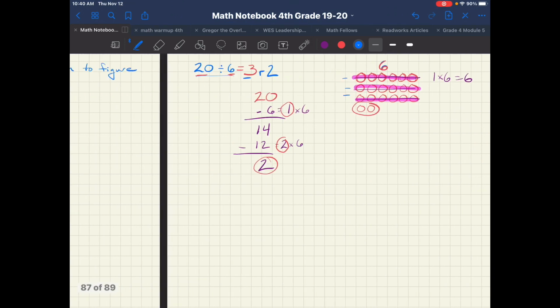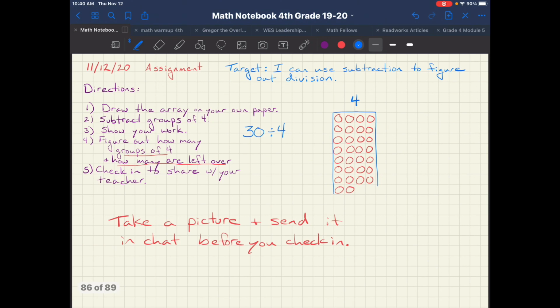So your homework is to solve 30 divided by 4 on your own sheet of paper. You should draw this array just like it's drawn. You should do the subtraction just like I showed in the video. And then you should share your thinking with your teacher.